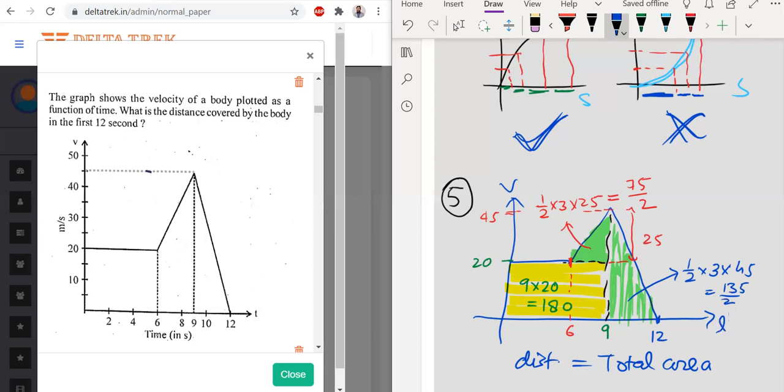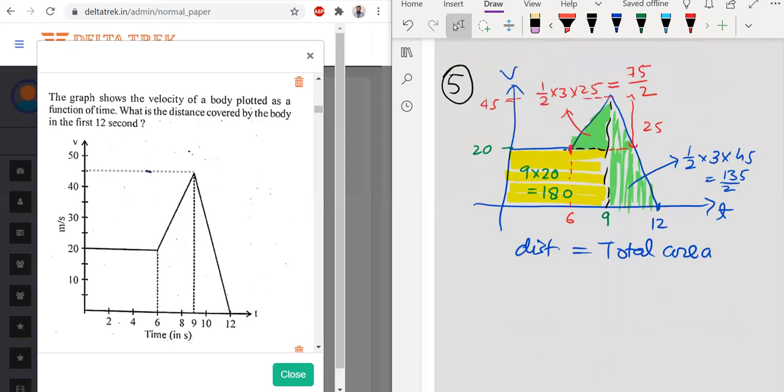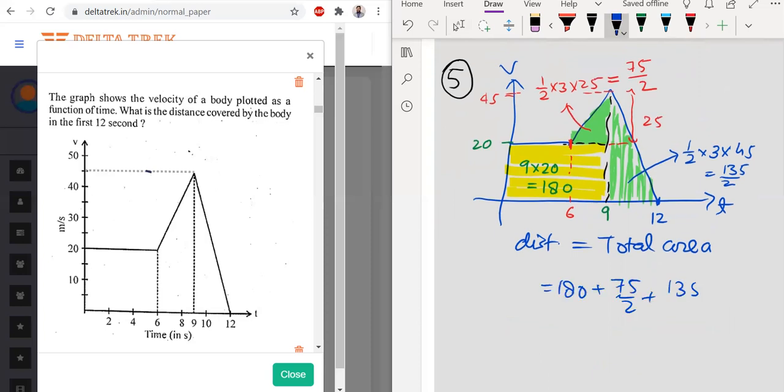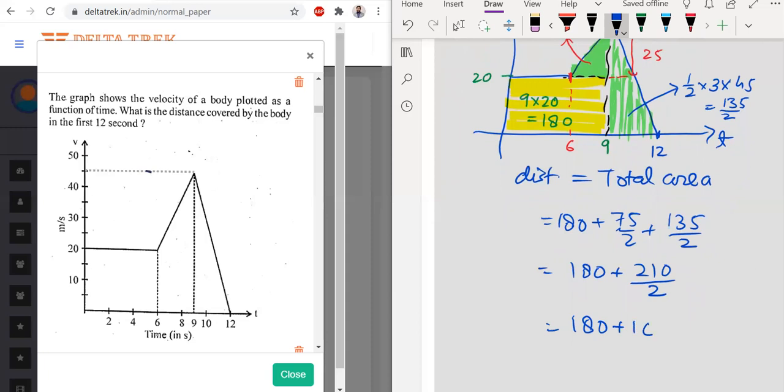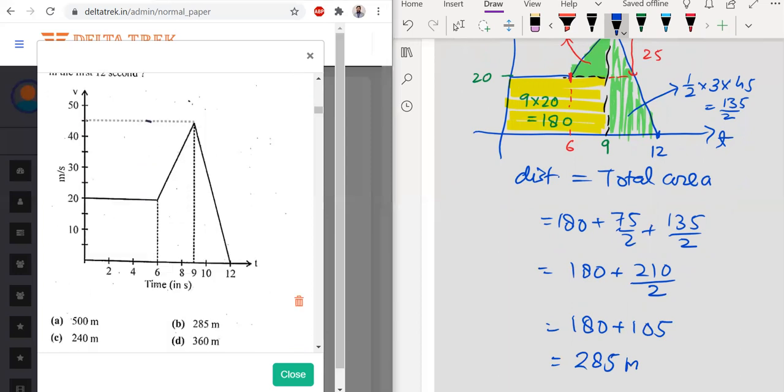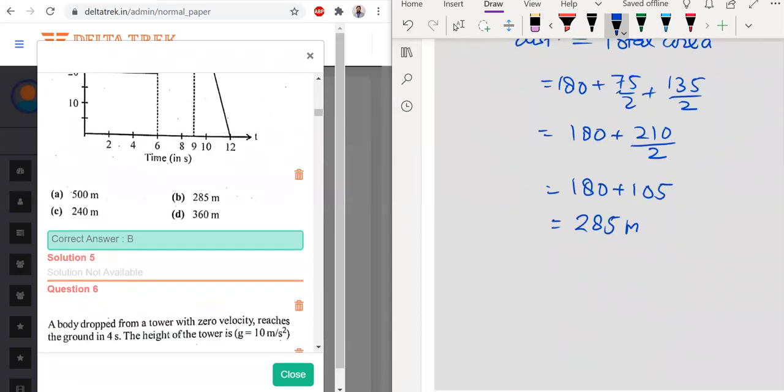Okay. So like that we can solve all the areas. So let's add it up. It is 180 plus 75 by 2 plus 135 by 2. Clear? So let's add. This is 180 plus, ये add कर लेते हैं. Okay, so this can be 105. So 180 plus 105. So it is 285 meters. Okay, so the option is there, 285.